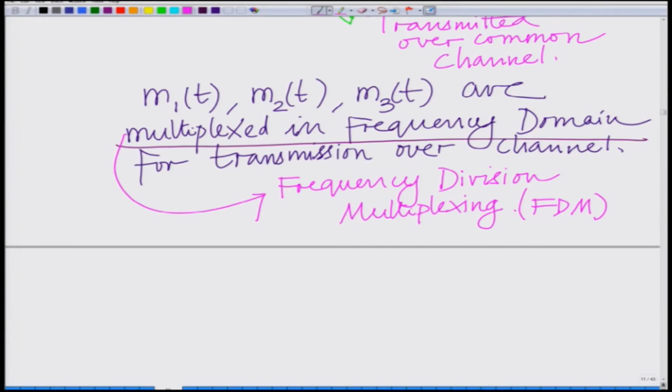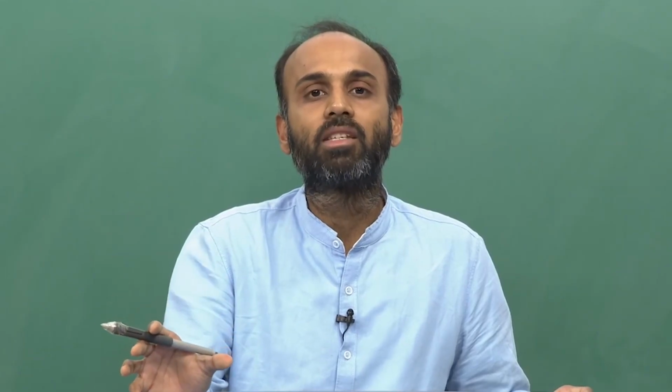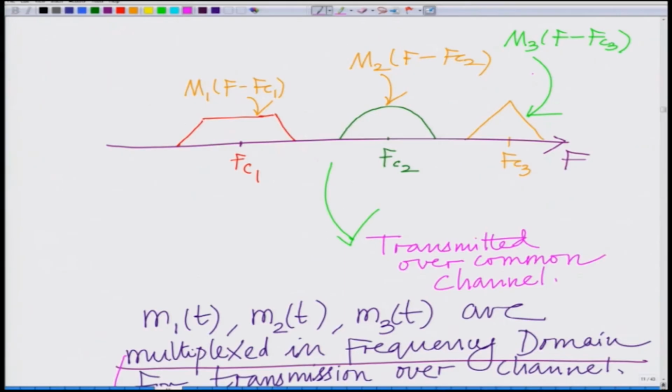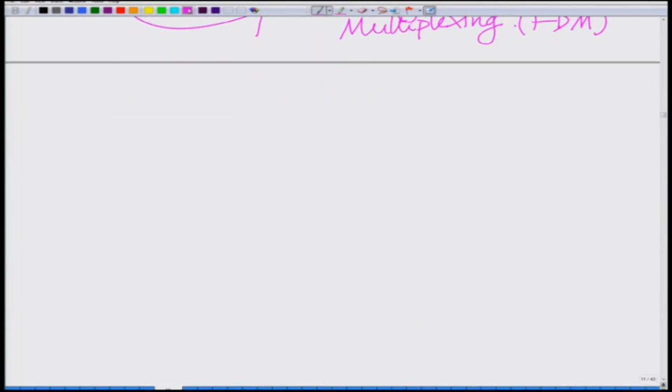Now, at the receiver we have to separate. So, these signals are multiplexed, we have a composite signal. Now, at the receiver we have to separate these signals to extract the individual signals. Obviously, since these are separated in the frequency domain, we can extract each signal by appropriately band pass filtering at the corresponding center frequency. For instance, to extract M1, I have to filter at FC1. If I have to extract M2, I have to consider a band pass filter centered at FC2. To extract M3, I have to consider a band pass filter centered at FC3. So, therefore, at the receiver, the multiplexed signals are separated by band pass filters.